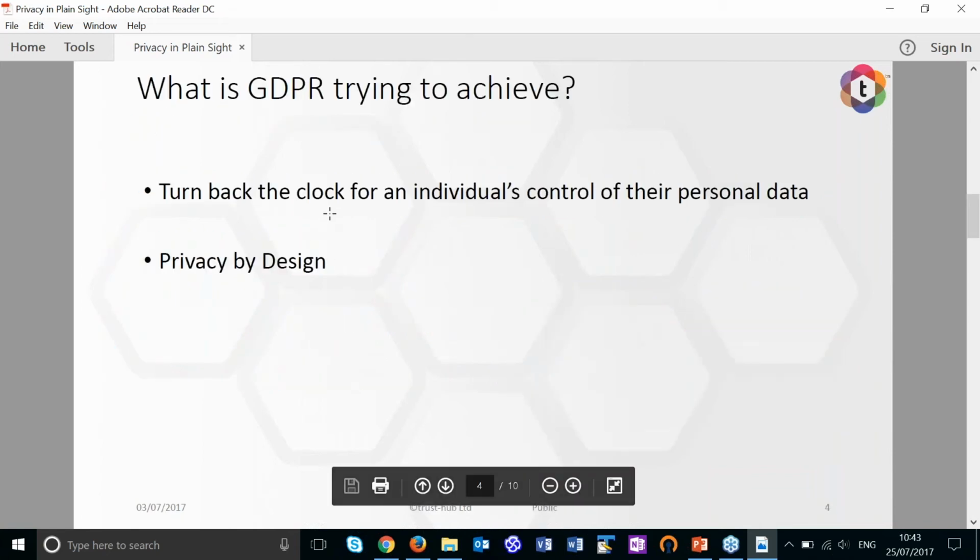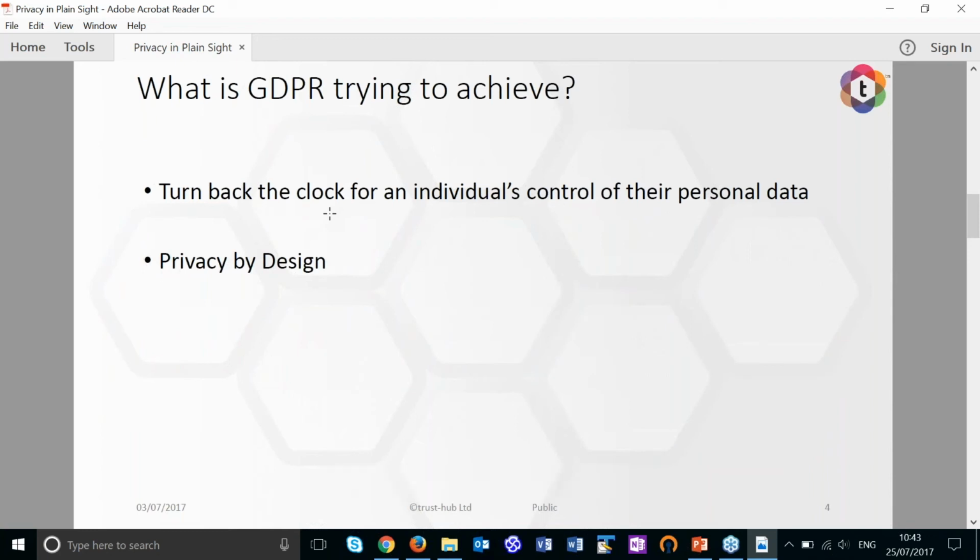So GDPR, it's a big regulation. It's 200 pages of recitals and articles. I just want to bring out a couple of key themes here. What is GDPR trying to do? Well, one of the things it's trying to do is to turn back the clock on an individual's control of their personal data. So in the UK, at least, the current Data Protection Act was written in 1998. It's obviously getting a bit long in the tooth, and it was written in a very different environment, both from a technology and a data perspective. So going back to 98, cookies existed.